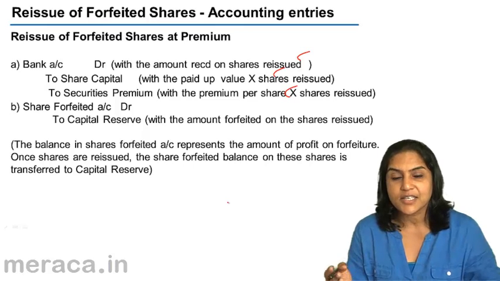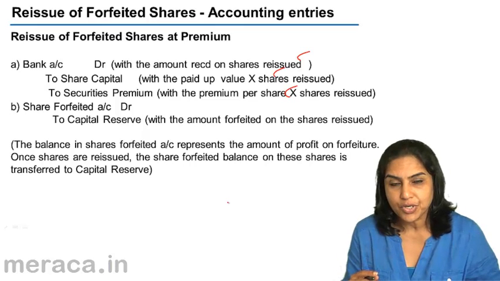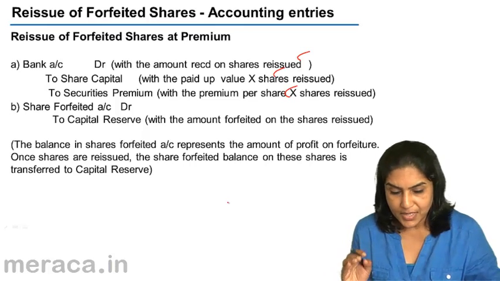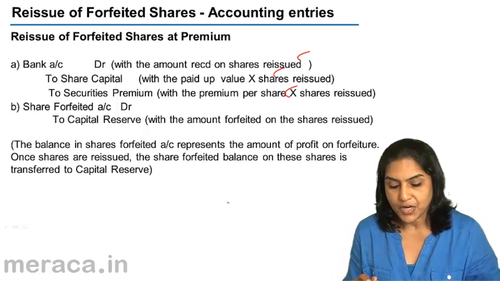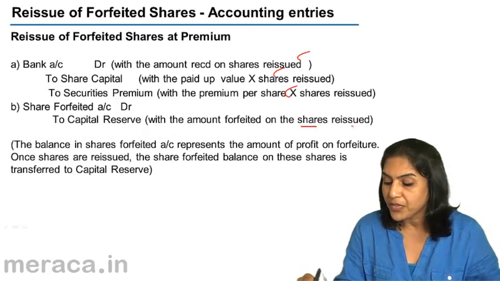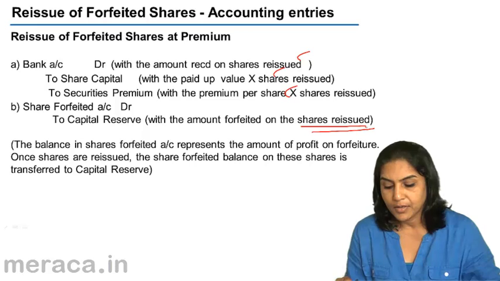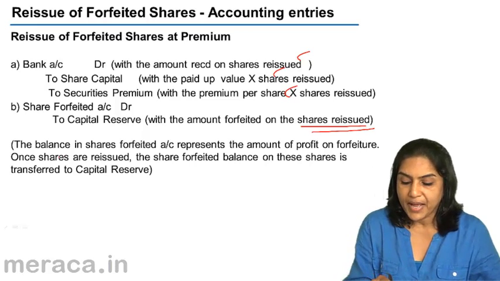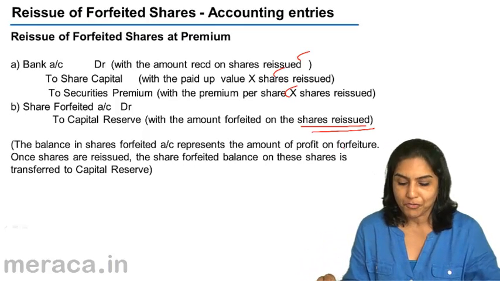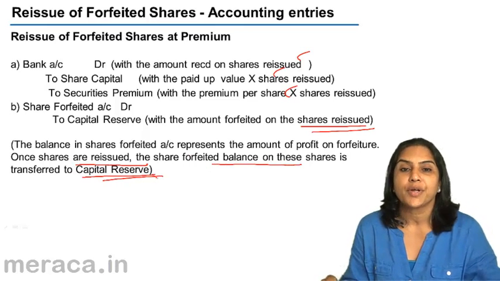But again, since the shares forfeited have been reissued, there should not be a balance in the shares forfeited account. This balance is transferred to capital reserve account. Shares forfeited account debit to capital reserve with the amount forfeited on the shares reissued. I repeat, the balance in the shares forfeited account represents the amount of profit on forfeiture. If the shares are reissued, this balance has to be transferred to capital reserve.